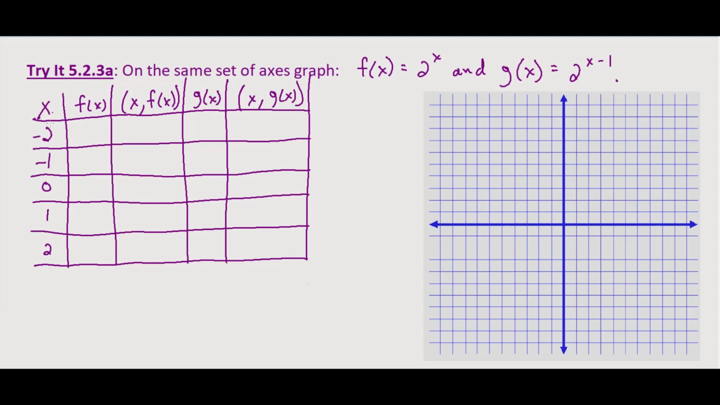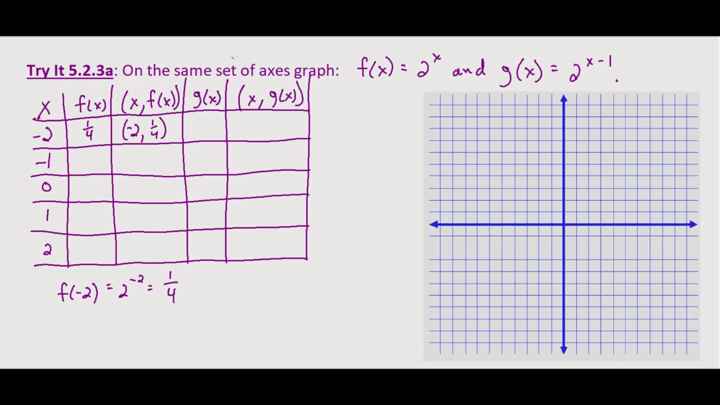So when x equals -2, f of -2 equals 2 to the -2, which equals 1/4. So f of x equals 1/4. The point for f of x would be -2, 1/4.